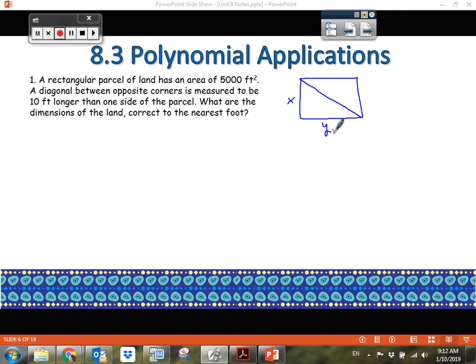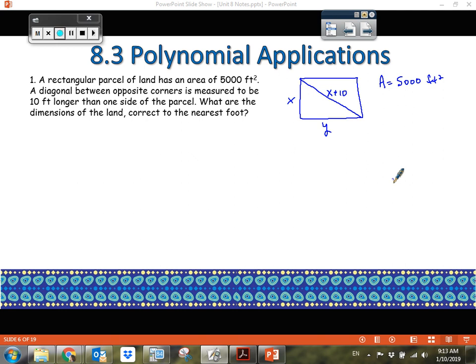So the area is 5,000 feet squared. The diagonal between the opposite corners is measured to be 10 feet longer than one side. It doesn't really matter which side you pick to make 10 feet longer. You could pick x or y. I decided to pick x, so I have x plus 10. Alright, 10 feet longer, what are the dimensions?